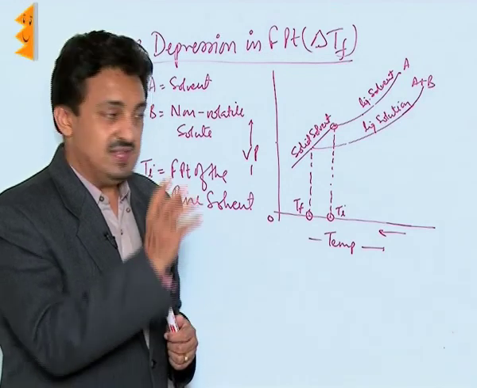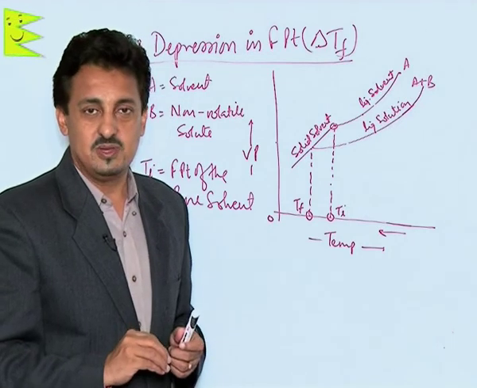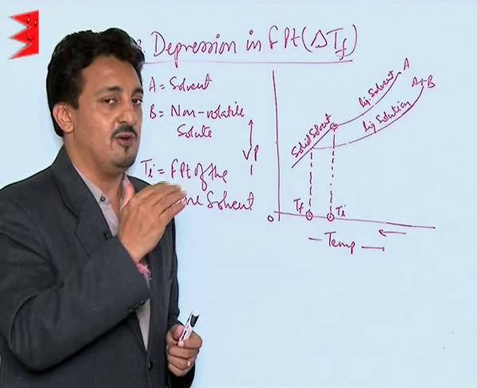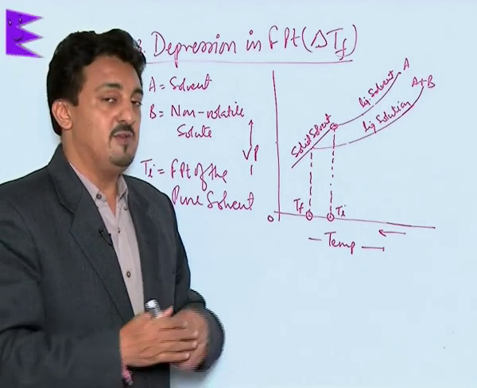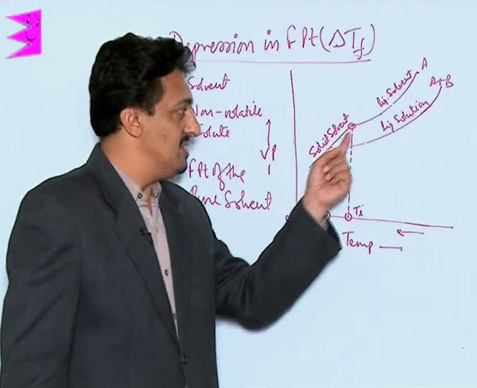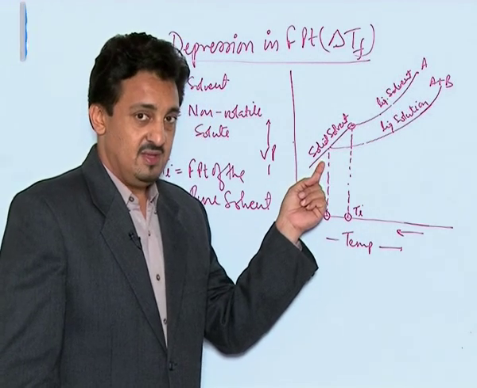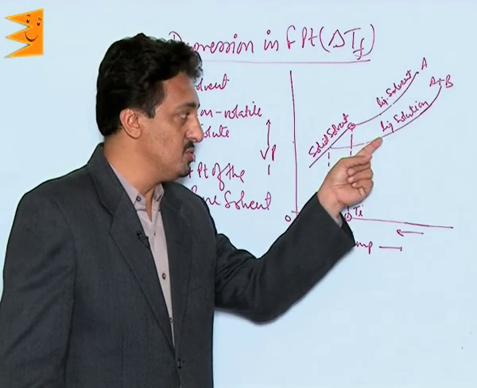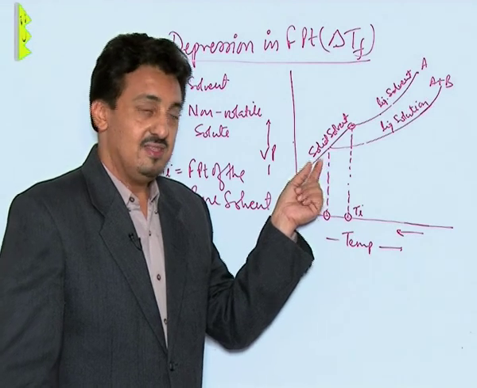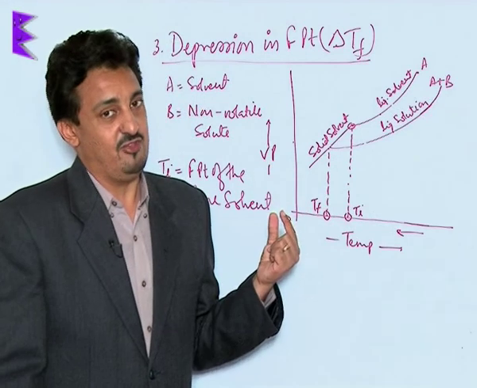Now, once we understand this, we can make out that when we add a non-volatile solute to the liquid solvent and form a solution, the vapor pressure of the solution gets lowered and is found to be less than the pure solvent. Now, when the vapor pressure of the solution is less, the point at which the vapor pressure due to the liquid state will equal that of the solid solvent gets lowered, and as a result this decrease results in the depression in the freezing point.